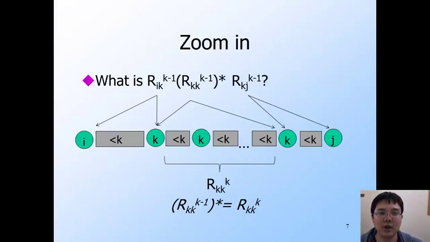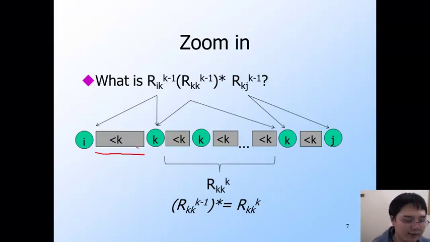In the illustration, we can see that Rik k minus 1 corresponds to the part from i to the first encounter of k. Then all parts between k can be described by Rkk k-1. As we do not know how many times the path will go through k, we use Rkk k-1 star. In the end, we have Rkj k-1, which corresponds to the label of path from the last encounter of k to j.